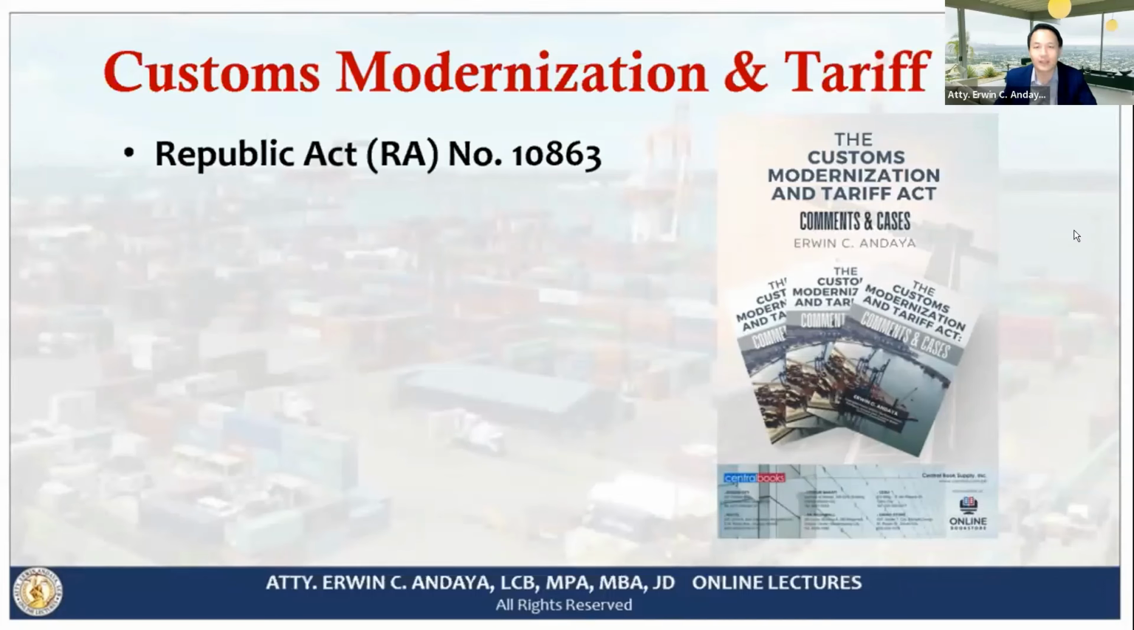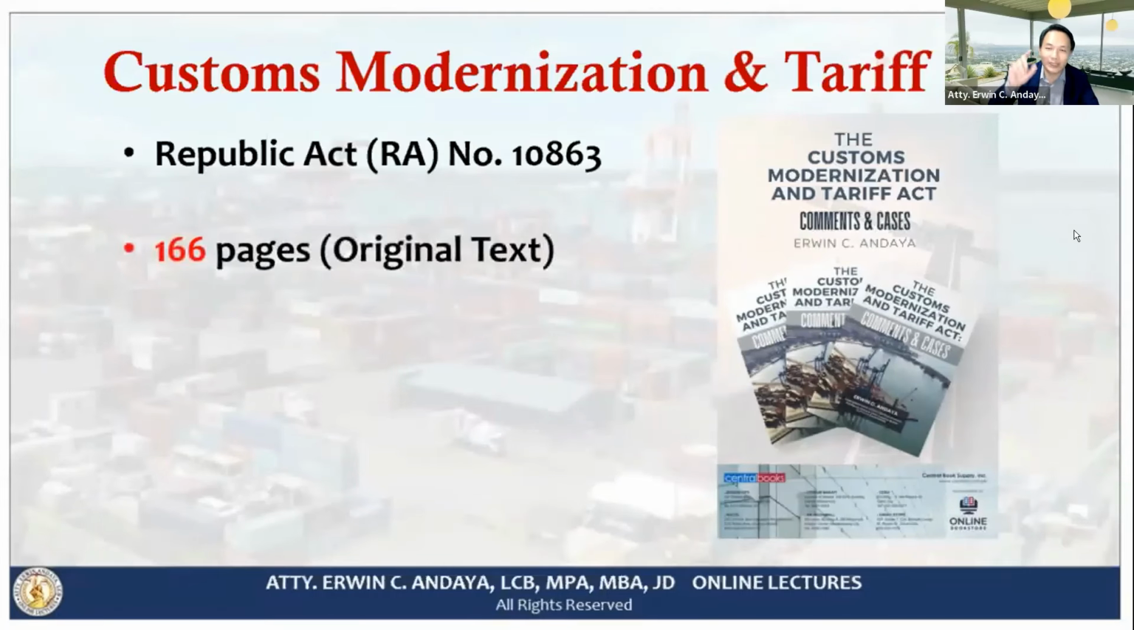The original text of the CMTA is composed of 166 pages. So yung original text, because once a bill is passed by Senate or passed by Congress, this bill will be printed. So mayroong printed copy na pipirmahan ng Senate President, pipirmahan ng Speaker of the House of Representatives, at pipirmahan ng Pangulo ng Pilipinas. So yung document, yung mismong papel, yung mismong batas na pinirmahan ng Pangulo is composed of 166 pages. How many sections does your CMTA have?